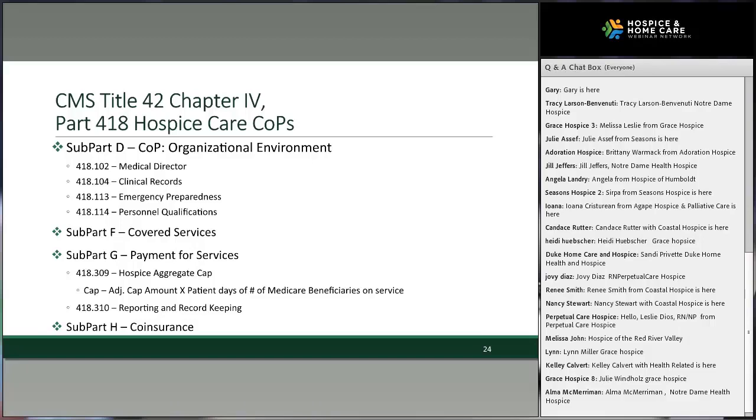We also look at, in the interpretive guidelines, the organizational environment. So, emergency preparedness, as we know, has become a very big topic in the last few years, especially now we've got a global pandemic. So that is part of the organizational environment. We're looking at personnel and their qualifications, clinical records, etc. There's also a breakdown, and we're not going to go into this piece today. We tend to discuss the hospice cap a little bit more in our Hospice 201, but how services are paid for, and then what's the reporting and record keeping that hospices must do.